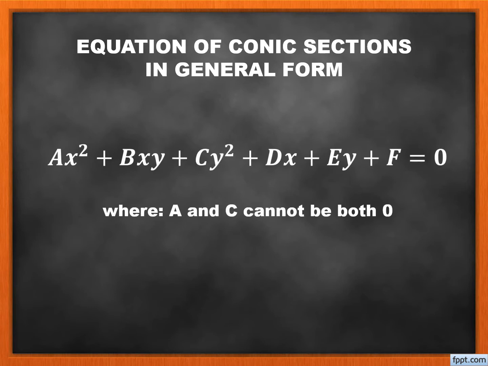So the equation of conic sections in general form is ax squared plus bxy plus cy squared plus dx plus ey plus f equals 0, where a, b, c, d, e, and f are constants. And in the equation of conic sections, a and c cannot both be 0.